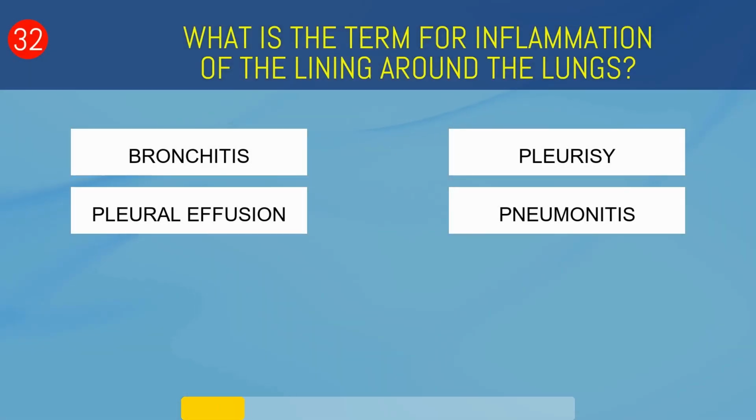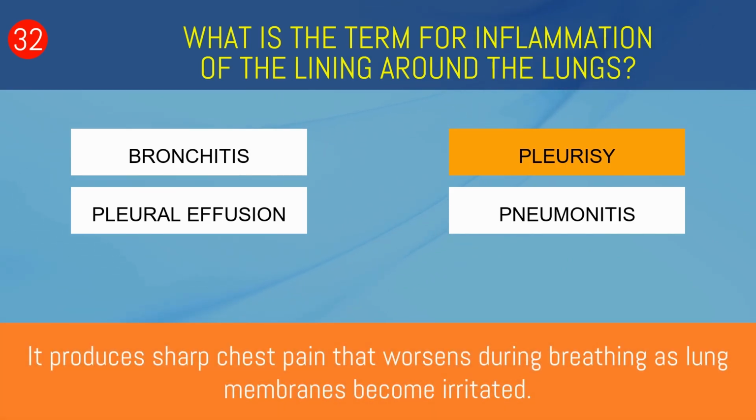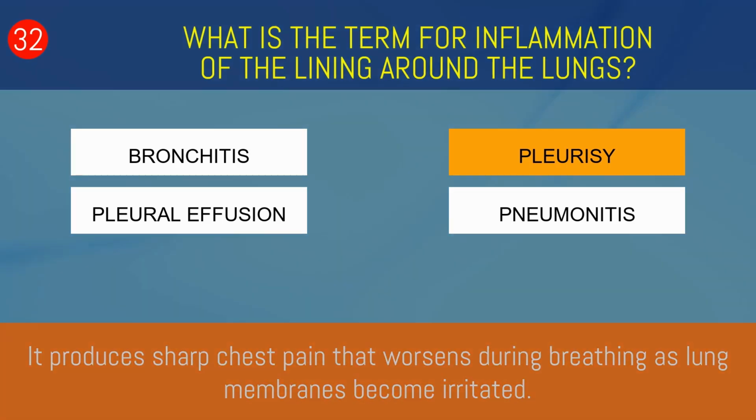What is the term for inflammation of the lining around the lungs? Bronchitis, pleural effusion, pleurisy, or pneumonitis? Pleurisy. It produces sharp chest pain that worsens during breathing as lung membranes become irritated.